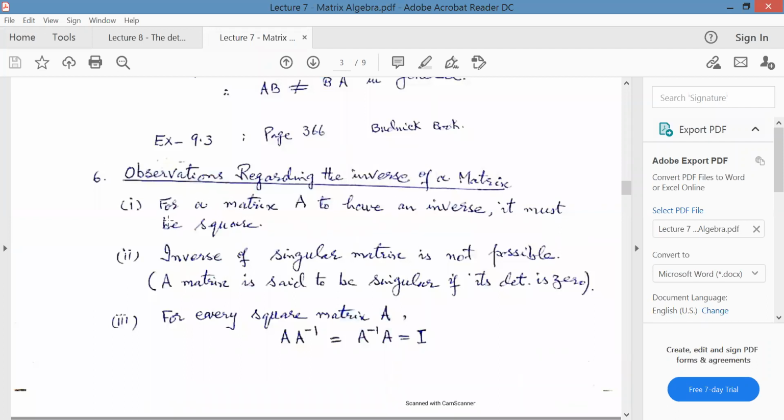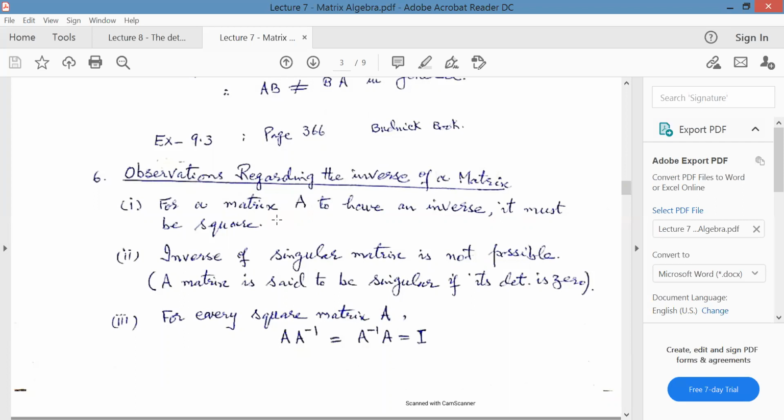Quickly, for a matrix A to have an inverse, it must be a square matrix. Remember, for a rectangular matrix with dimension say 2 by 3, or 5 by 9, or 2 by 7, or 2 by 6, if the dimension is other than a square matrix, you cannot find the inverse of that matrix. This is the one condition. Condition number one: the matrix must be square.